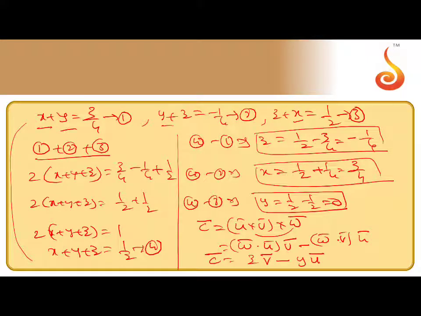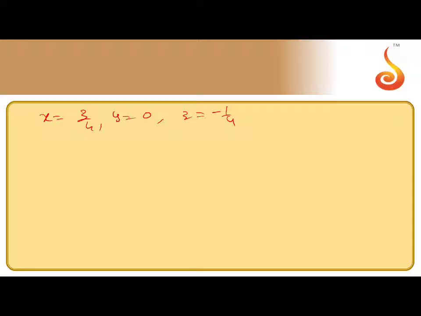So what is x? We got x value 3 by 4 and y value which is 0 and z value which is minus 1 by 4. We got it. Once we check values, z value minus 1 by 4, x value 3 by 4, y value 0. Now x is nothing but u dot v. Y is v dot w, that is 0. And z is w dot u, that is minus 1 by 4.